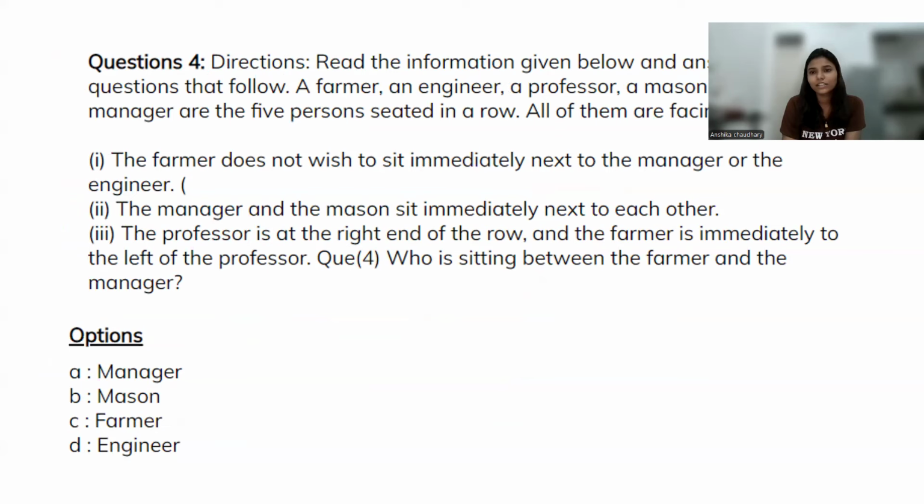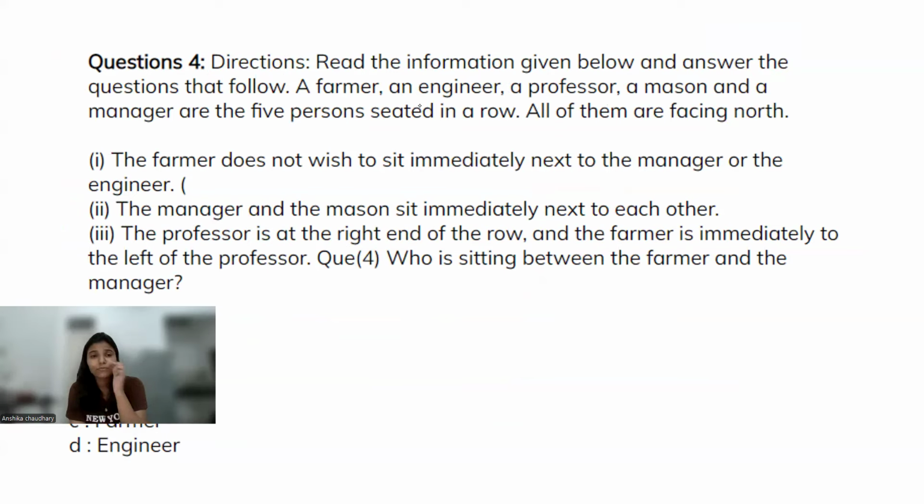Next, the question is from seating arrangement. So we have to read the information. A farmer, an engineer, a professor, a mason, and a manager are the 5 persons. Okay. So let me make some seats for them.